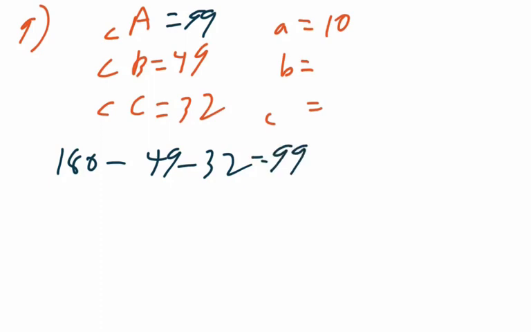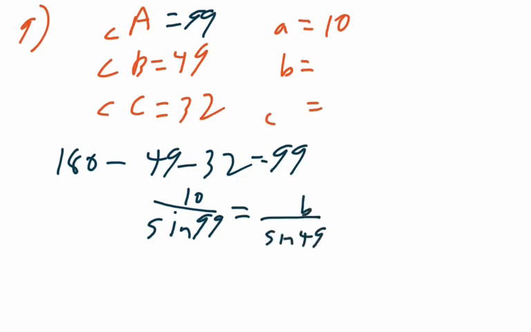So at this point, we're going to use our law of sines. So we got the sine of 99 over underneath 10, and the sine of 49 underneath B. So then when I multiply both sides by the sine of 49, I will get my answer. And so the answer is 7.6 for B.